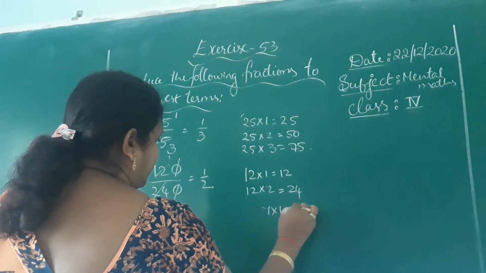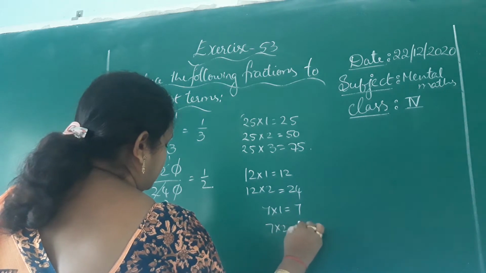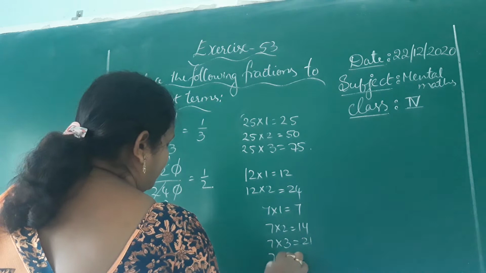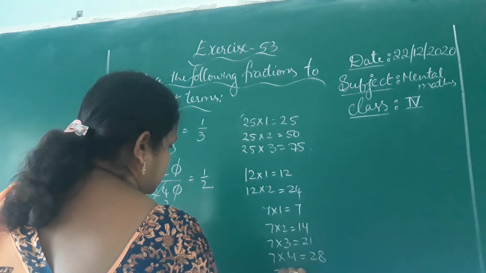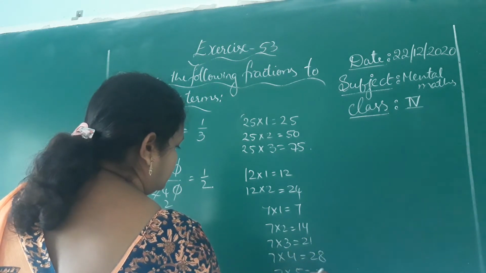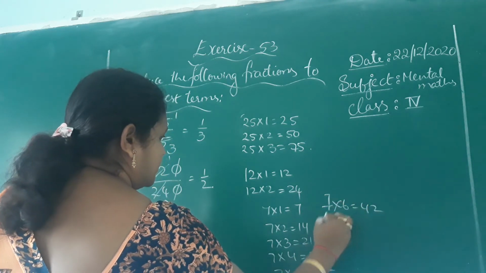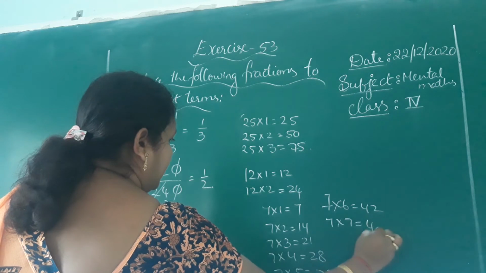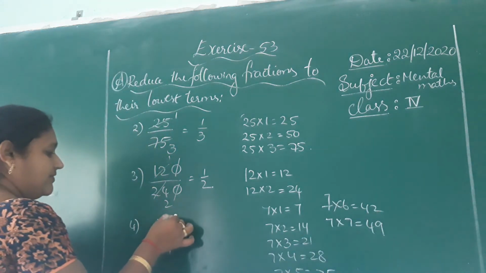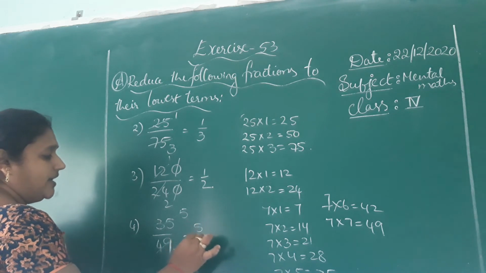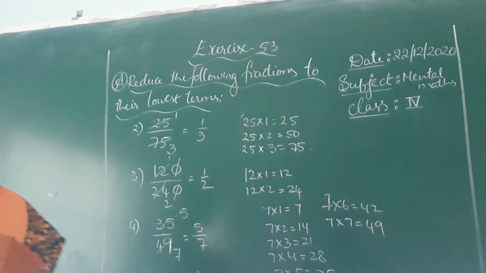7 ones are 7, 7 twos are 14, 7 threes are 21, 7 fours are 28, 7 fives are 35, 7 sixes are 42, 7 sevens are 49. So these two are there: 7 fives are 35, 7 sevens are 49. So the answer is 5 by 7. Okay, see the next one, children.